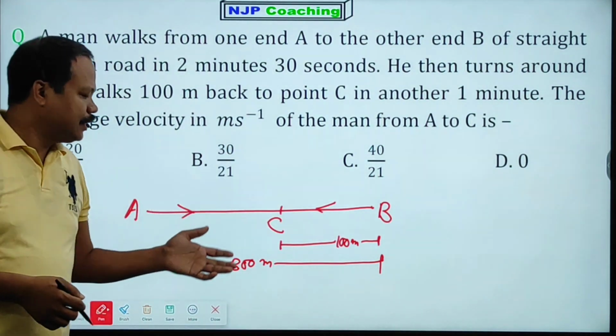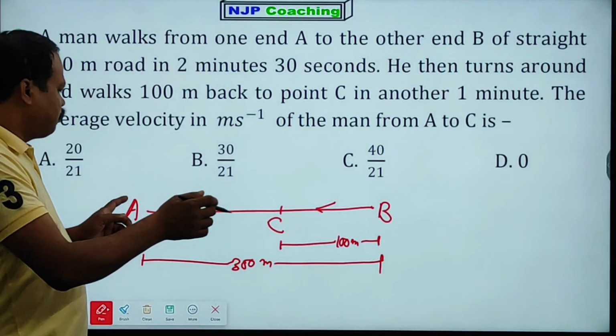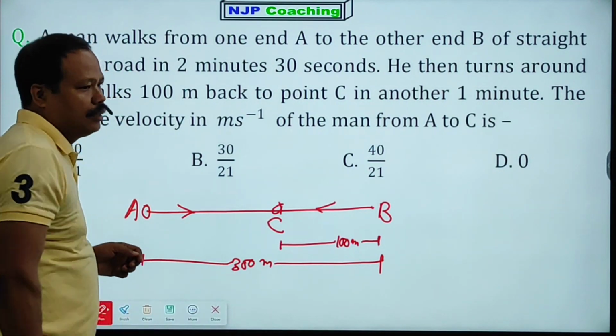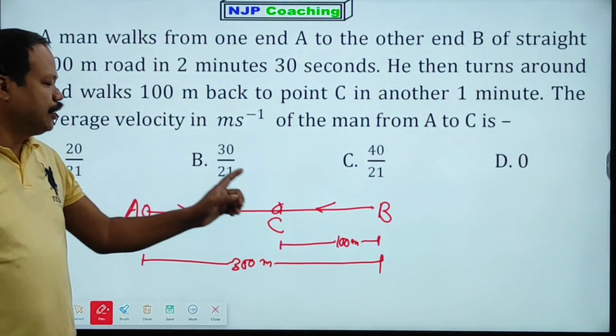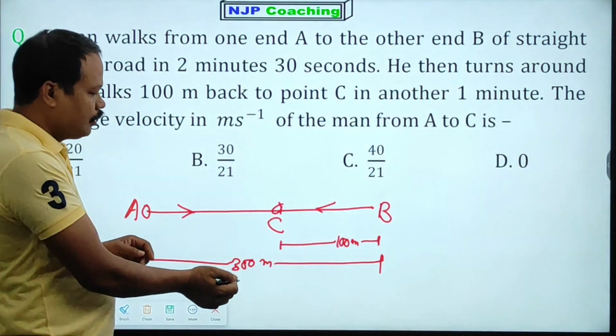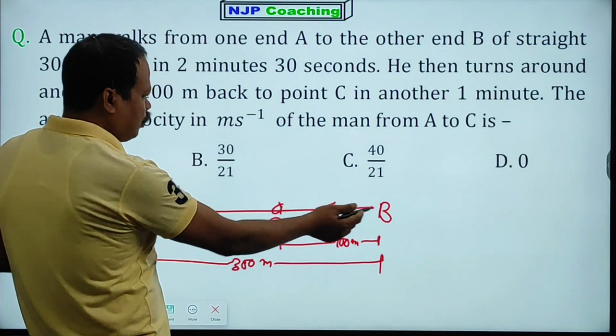So total distance travelled 400. But displacement produced, this is from A to C. Initially A, finally C. So what is the distance between A and C? Total from A to B 300 and B to C 100. Now we have to subtract.